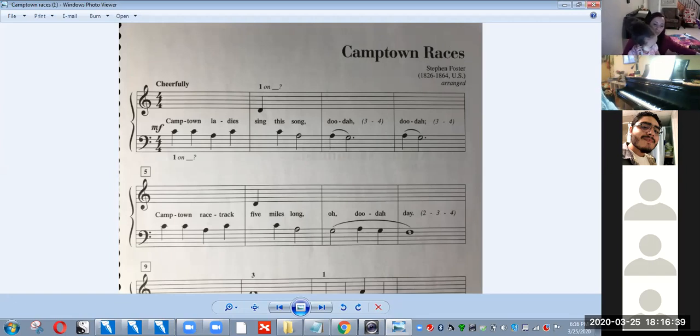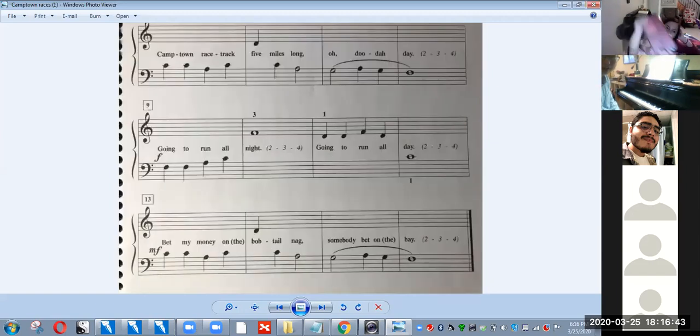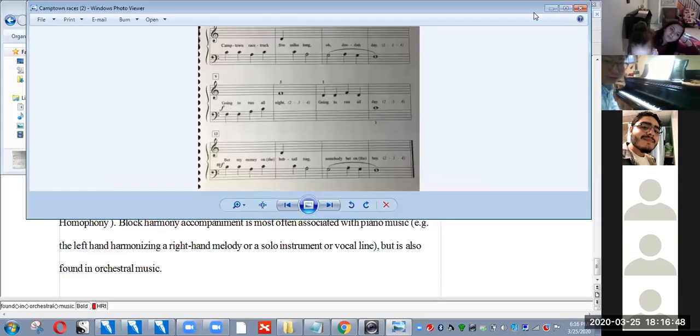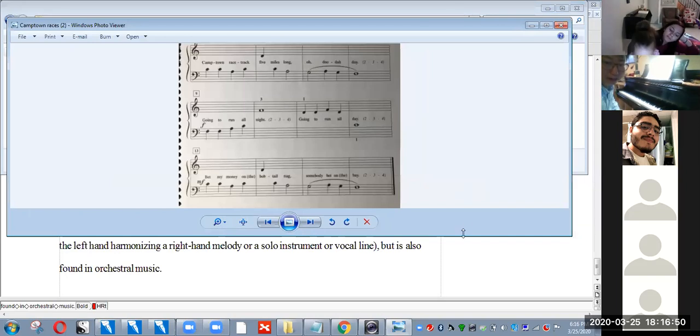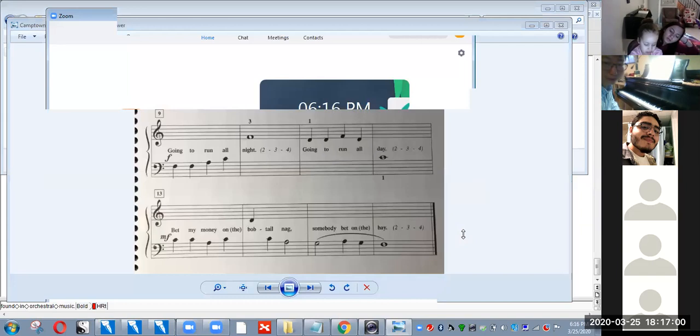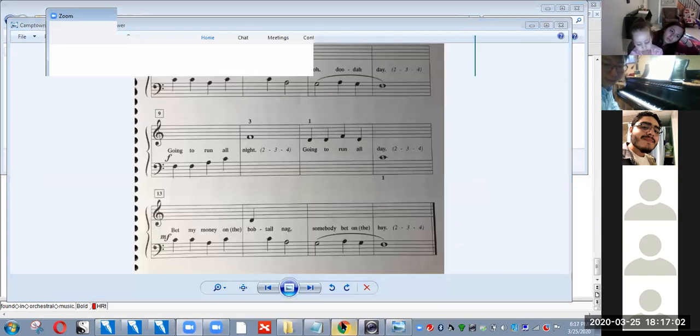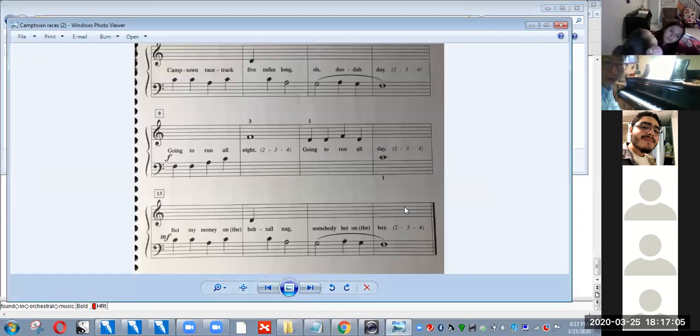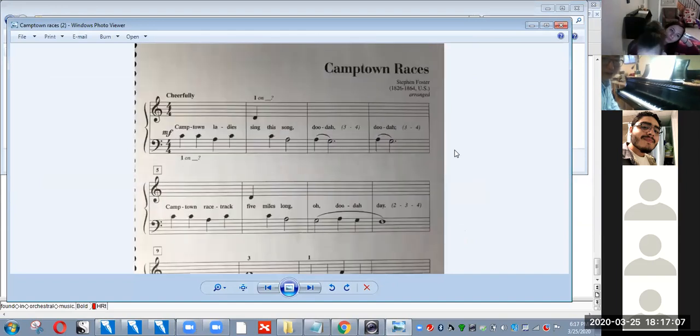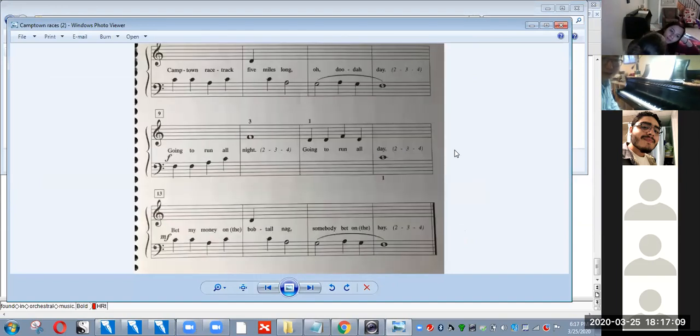Where do you see forte? "Going to run all night." Sorry, I didn't turn pages for you. Oh, it's too small, sorry. Okay, go ahead. Oh, it's smaller again. Oh, no fork. Okay, got it. Oh, there's no middle page. Oh, interesting. Okay, go ahead.